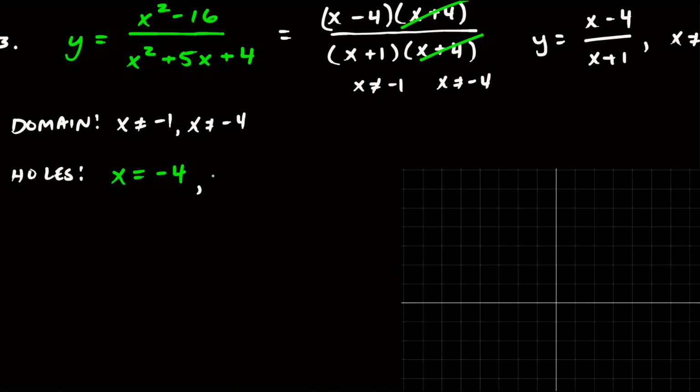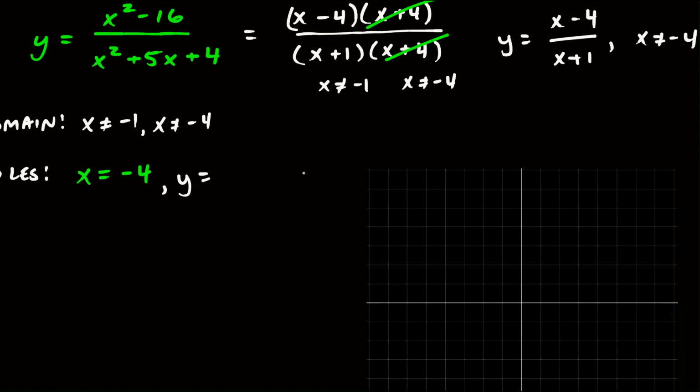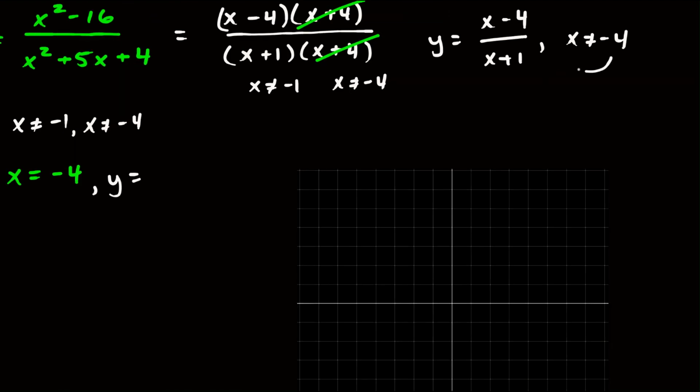But now, don't forget, we need our y value. So what does the y value equal? Well, we would take that negative 4 and substitute it in to find it. So we get y equals (negative 4 minus 4) over (negative 4 plus 1). We get negative 8 over negative 3, or 2 2/3.